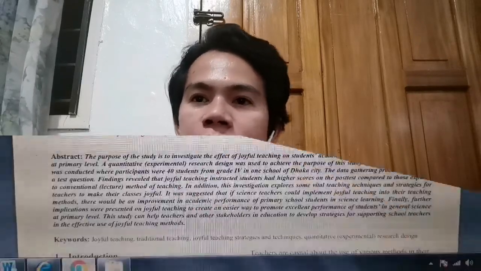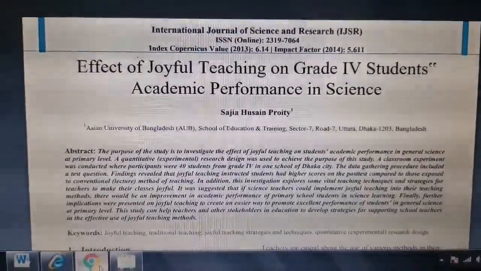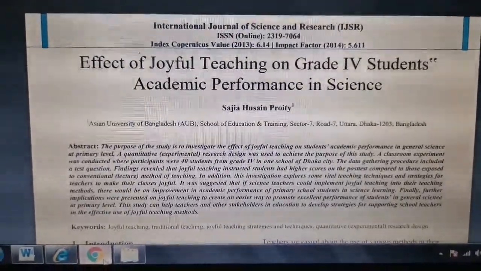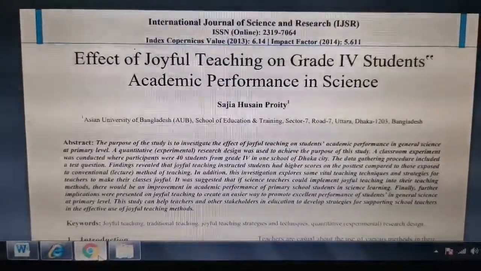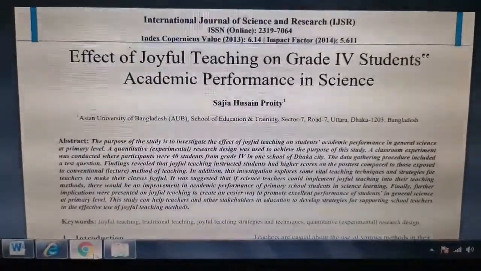So this is an example of an article for journal publication about the effect of joyful teaching on grade 4 students' academic performance in science. So usually you refer to articles or journal articles for your term paper writing or thesis writing. The last example of a technical report is the formal proposals. Formal proposals are prepared specifications given in a request for proposal by a company policy.